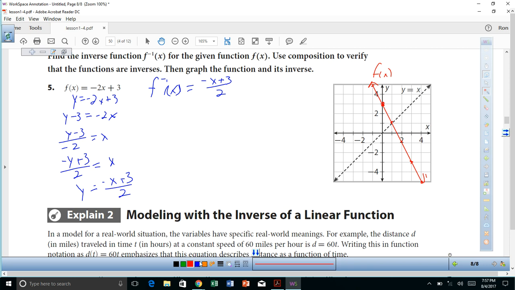Now what about the inverse of f of x? We'll do that in blue. So let's find 3 halves. That's going to be right there. 3 halves. And we're going to go down 1 and right 2. Down 1 and right 2. Up 1 and left 2. Up 1 and left 2. So let's draw that line. And look where they cross. Again, they both cross on the y equals x line, right there.